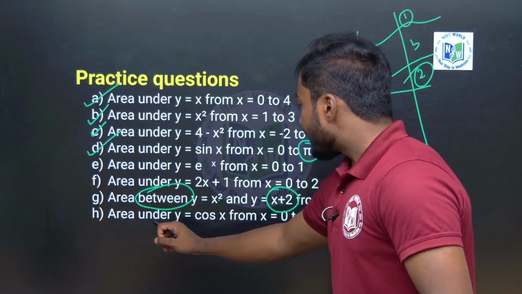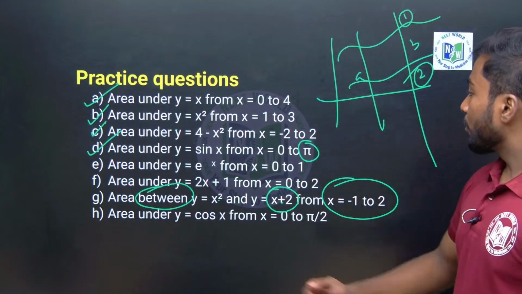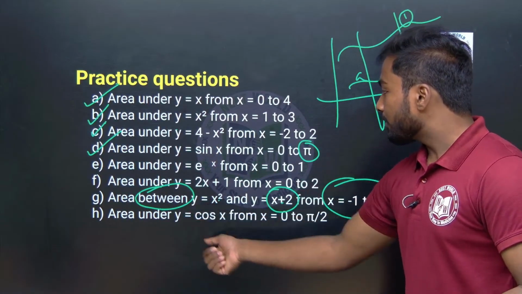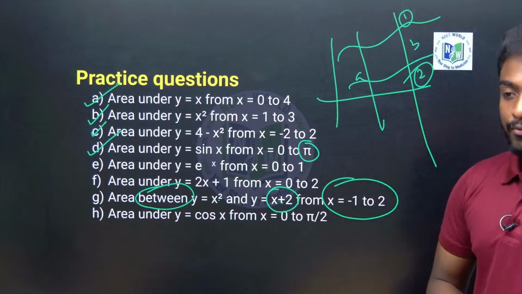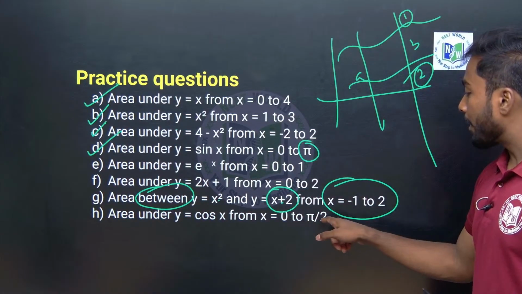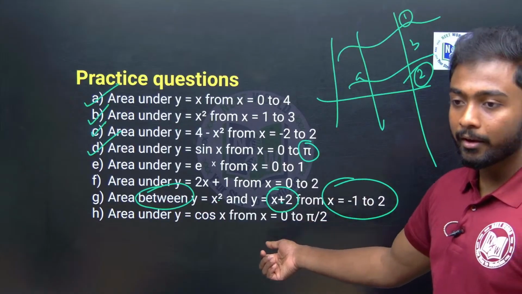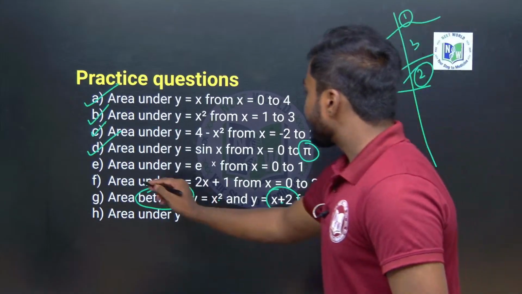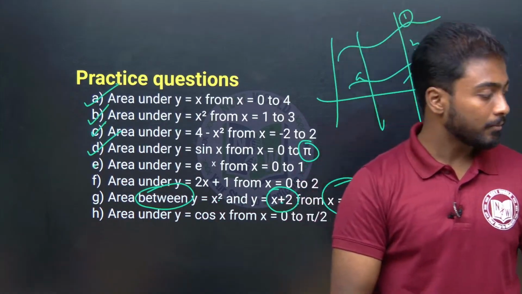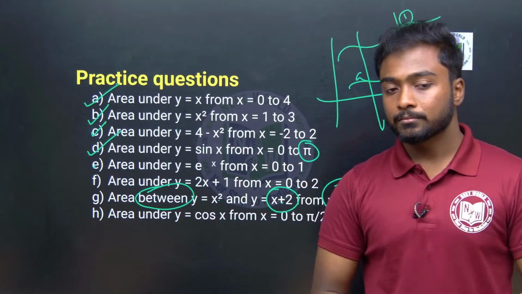The last question is area under y is equal to cos x. So similar to sin x only, cos x. So y is equal to cos x means integration of cos x is sin x. The limits are from 0 to pi by 2. Pi by 2 is nothing but 90 degrees. So tell the answer for the fifth question now. E power x, integration I will get again e power x only.